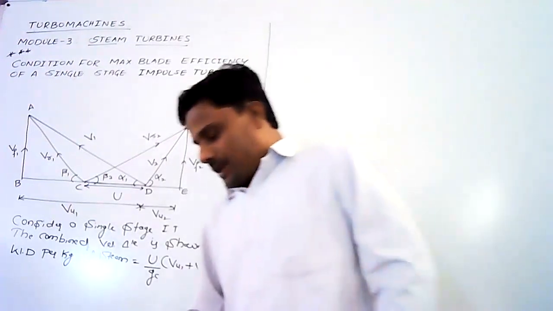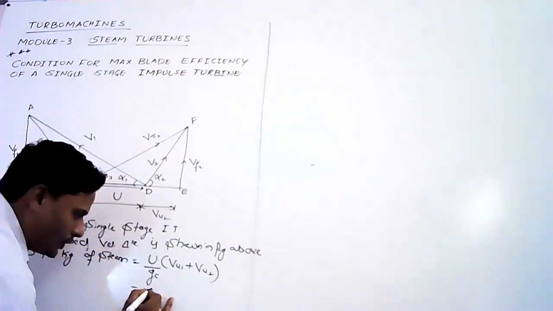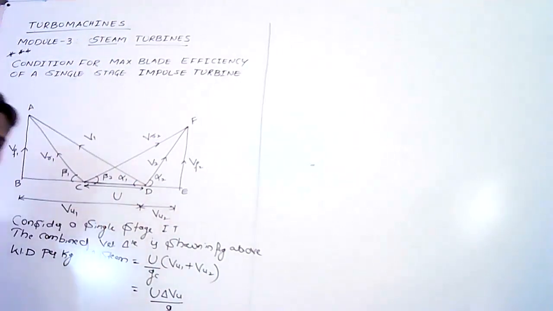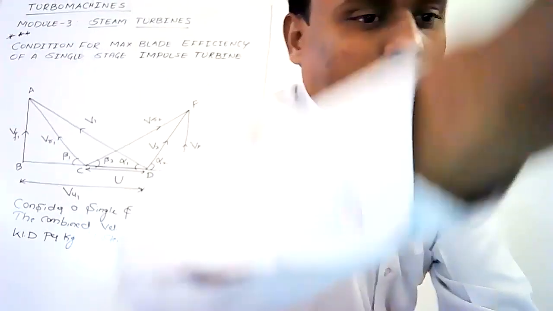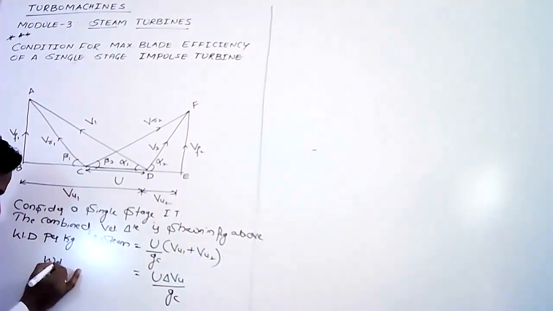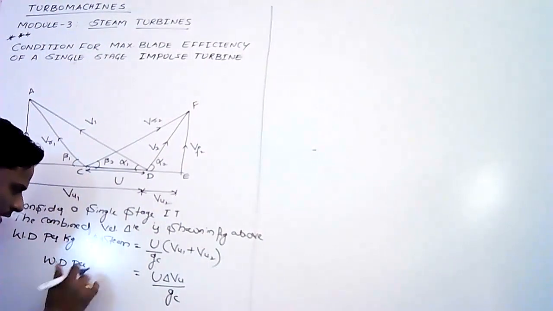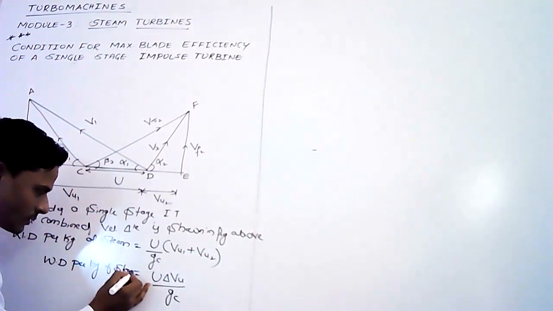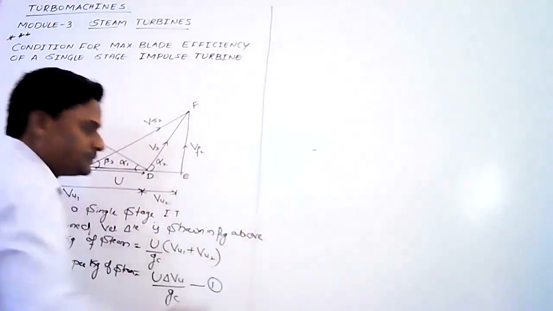Okay. Now here, this equation can also be written as U delta Vu divided by Gc. So this is a very basic equation for work transfer or work done per kg of steam by the runner. Work done per kg of steam. Okay. Let us keep it as equation number 1.